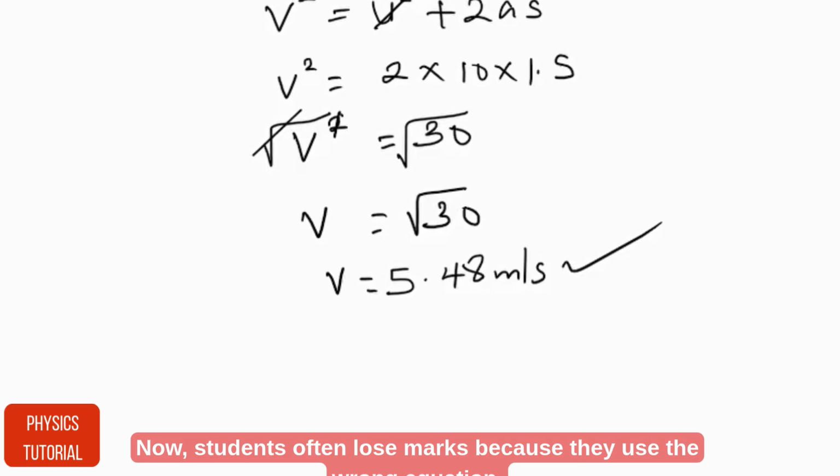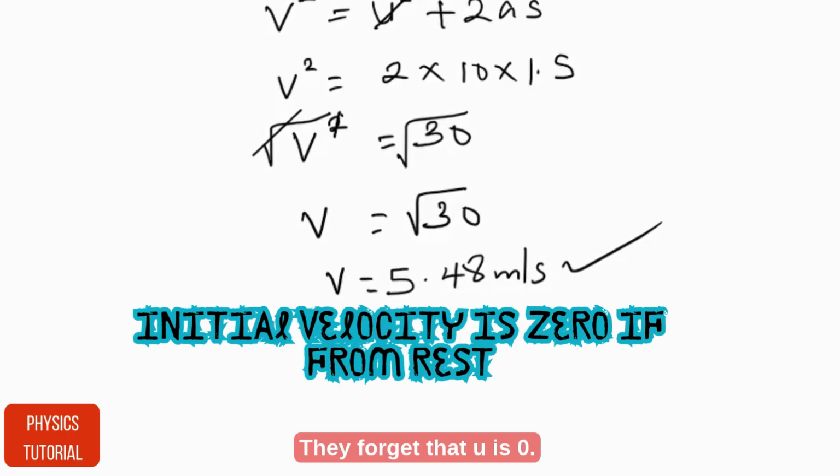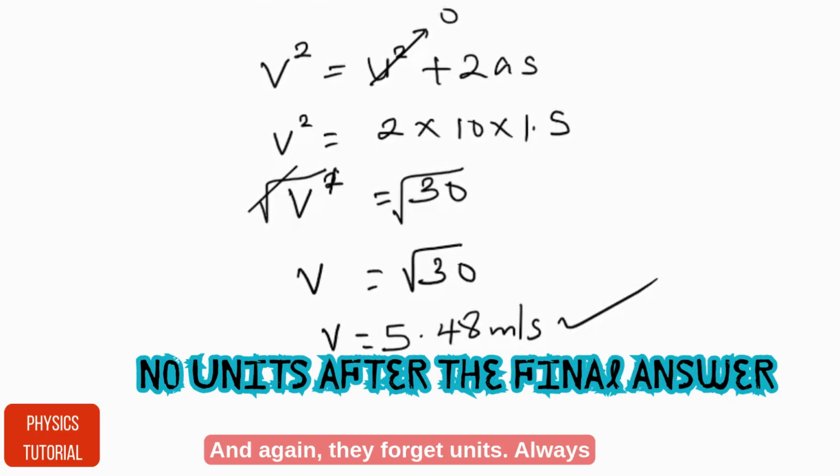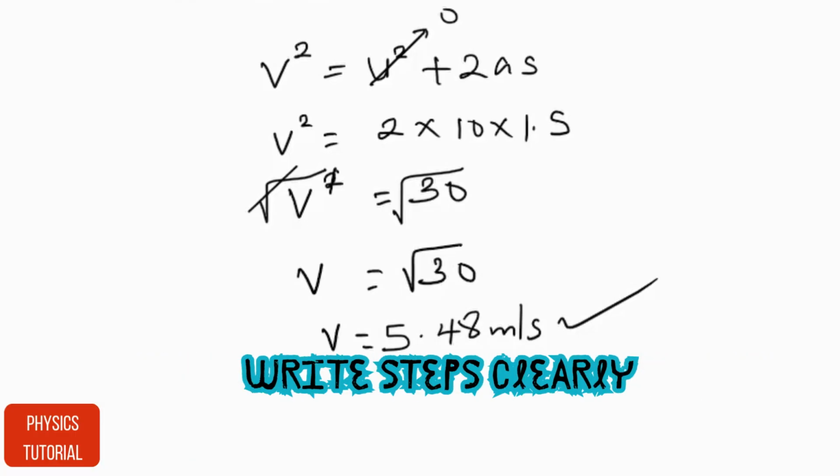Now, students often lose marks because they use the wrong equation. They forget that u is 0, seeing that it is from rest. Most students do not show the substitution. And again, they forget units. Always write your steps clearly.